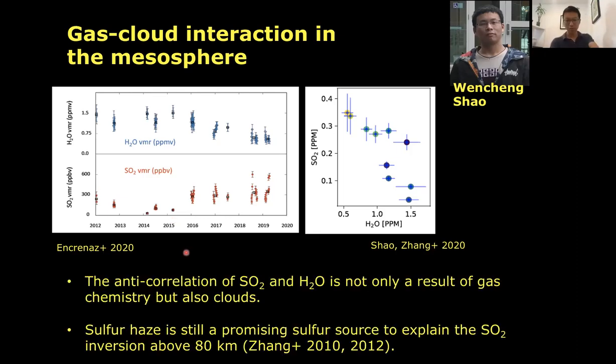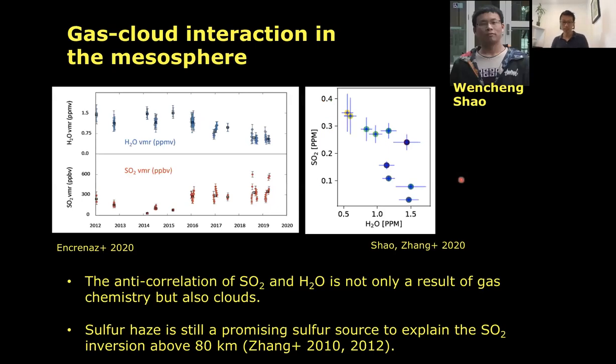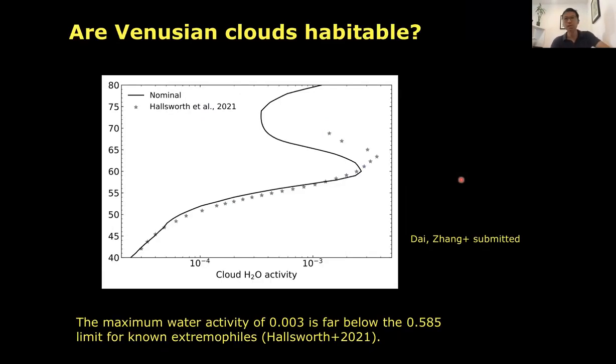I'm not going to spend time to talk about another interesting thing. It's about sulfur dioxide, which seems to increase with altitude, from Venus Express observations. We think there's a source in the upper atmosphere, and the most probable source, in my mind, as we proposed a long time ago, could be sulfur haze. And we're still waiting for the observational evidence. So there are a lot of interesting things.